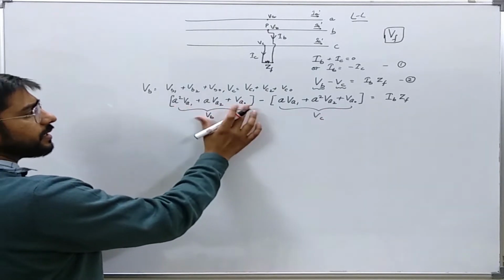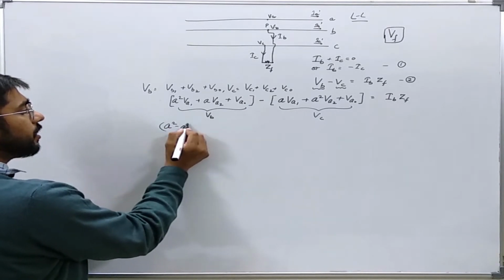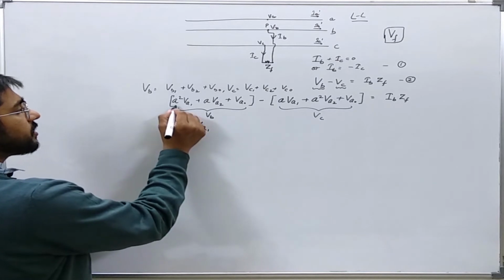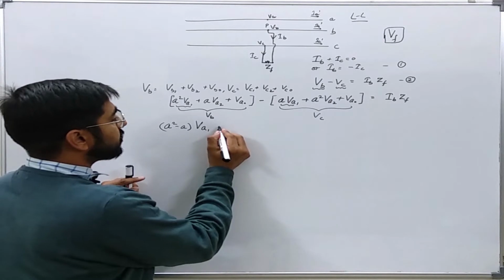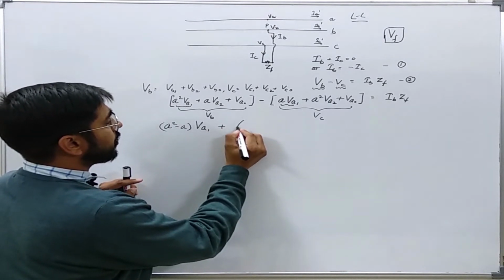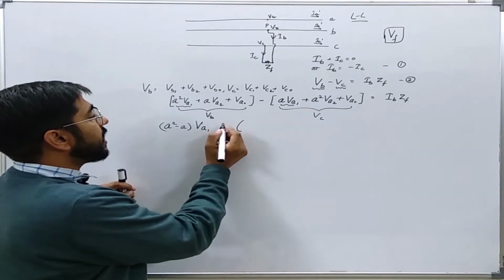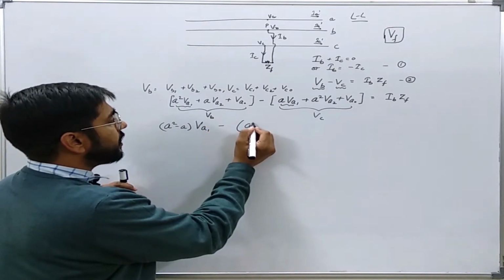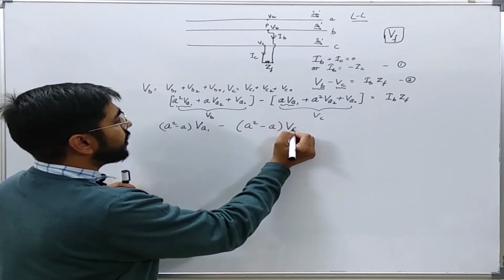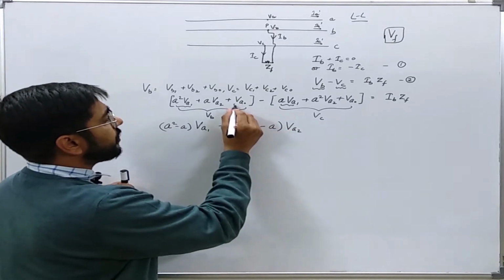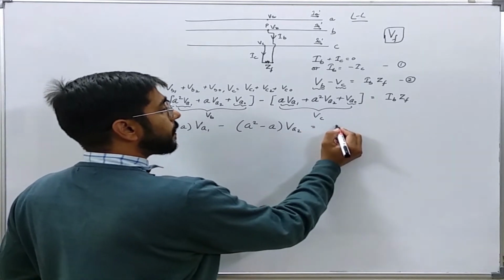So here from this equation we can see that A square minus A into VA1, plus, if I take A square minus A as common, I will write it as minus A square minus A VA2, and this VA0 and this VA0 will get cancelled out, equal to IB ZF.